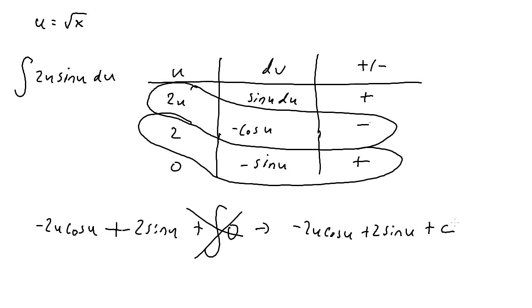Now, before I circle the final answer, once again, we have everything in terms of u. Now, for the original problem, we made the substitution that u equals the square root of x. So I'm going to go ahead and substitute that back in. So the actual final answer is going to be negative 2 times u, which once again is square root of x, times cosine of u, square root of x, plus 2 times sine of square root of x, and then plus c. So that's the final answer.